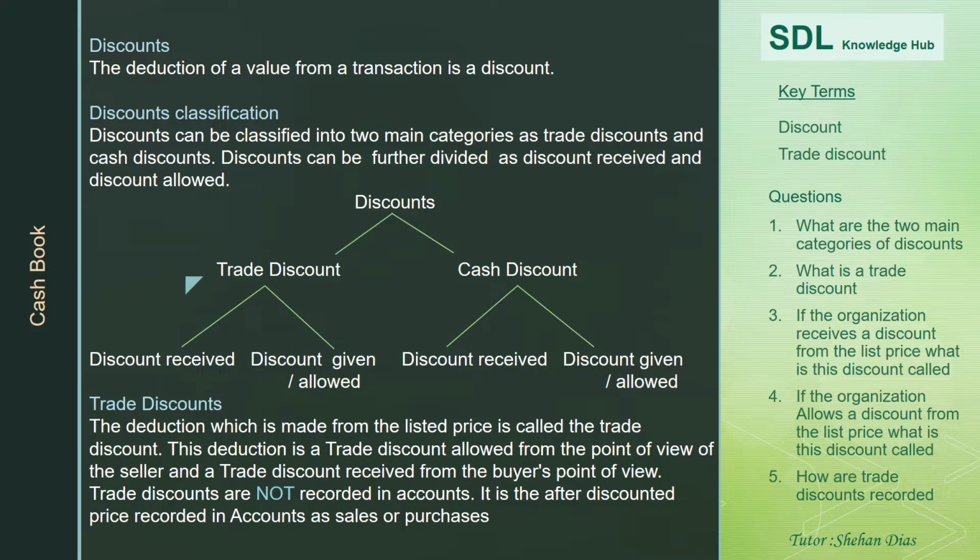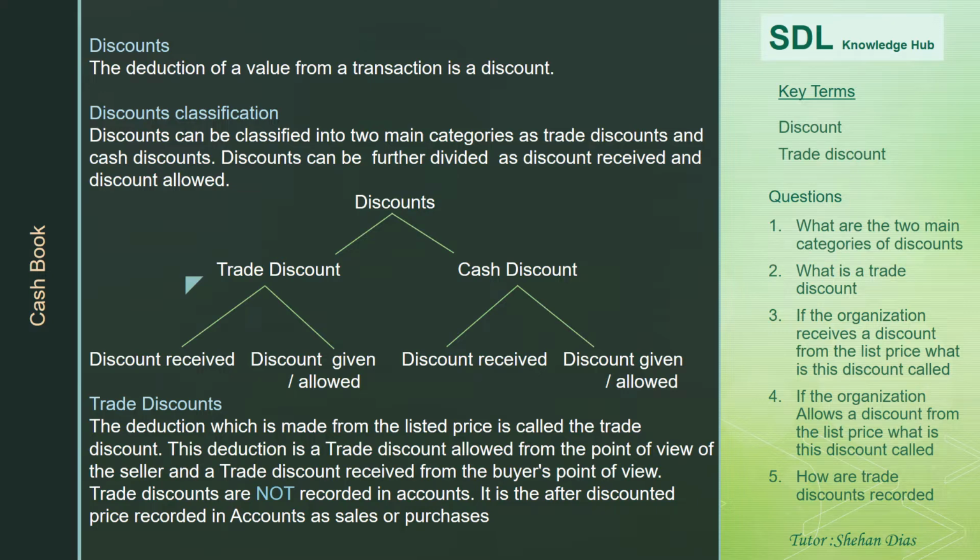Discounts. A discount is a deduction of a value from a transaction. Discounts can be categorized in two main categories: trade discounts and cash discounts. This can be further divided again as discount received and discount given or allowed. Trade discount is a deduction made from the list price. So this again can be divided as discount received and discount allowed.